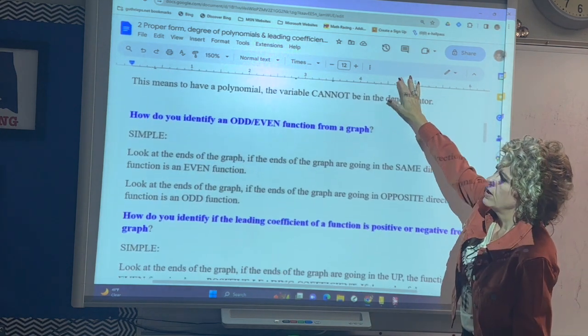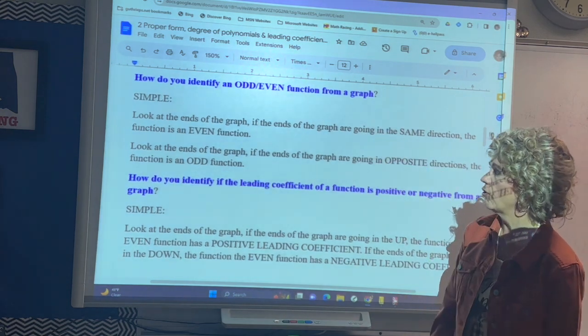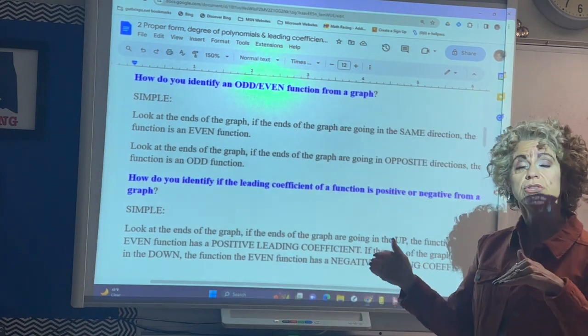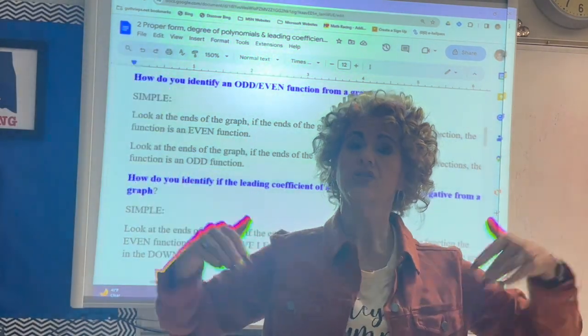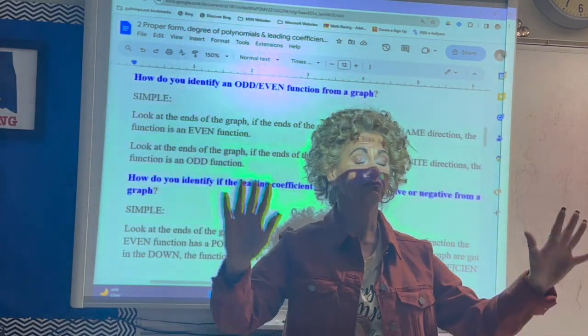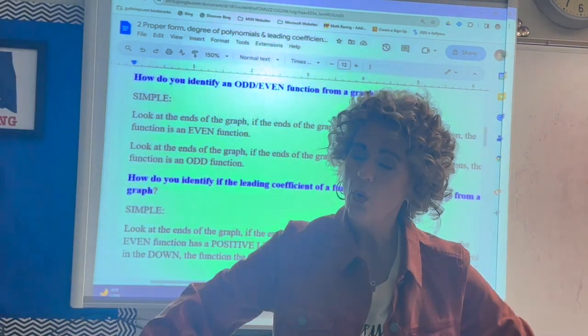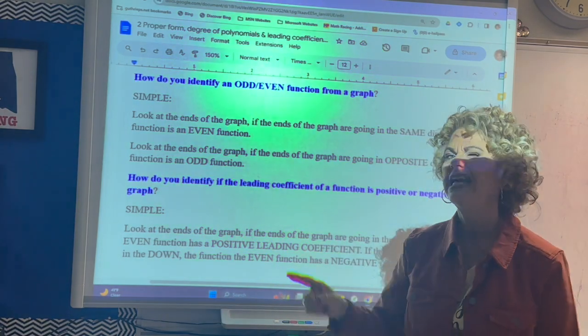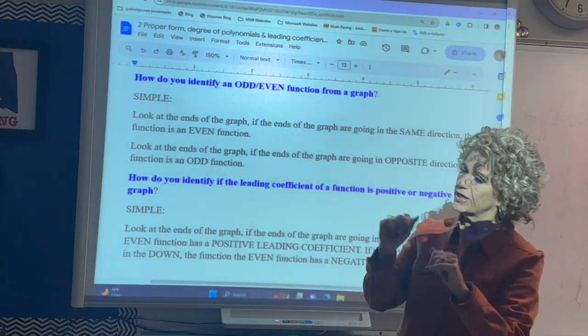So now, okay, how do you identify an odd or even function from a graph? It's really simple. You look at the graph. If the ends of that graph are going in the same direction, they're both going up or they're both going down, regardless of what goes on in the middle, visually, then it's an even function. With an odd function, you're looking at the graph.